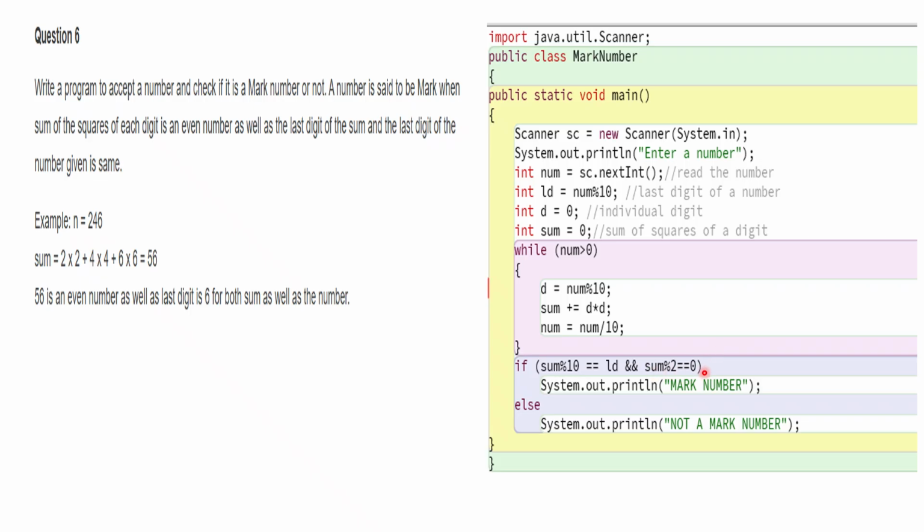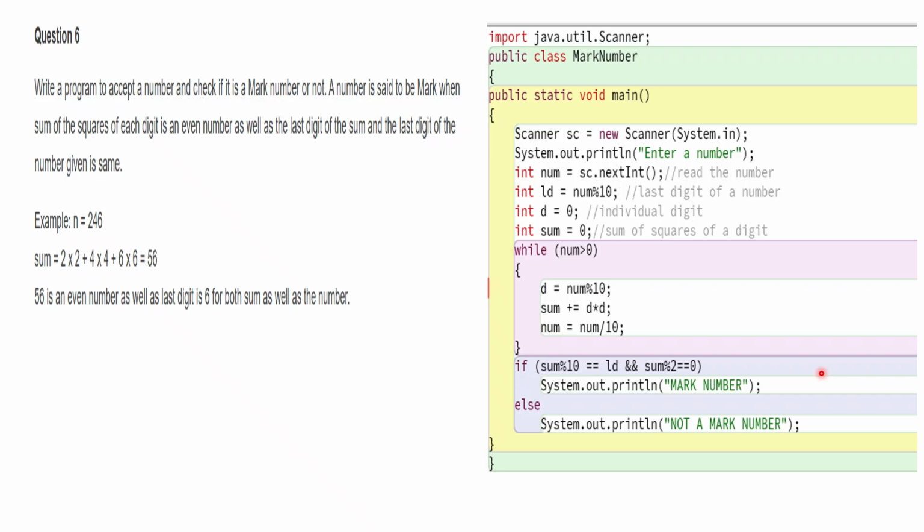So this is the first condition. Secondly, you think of the last digit of the sum of squares. Sum modulus 10 will give me the last digit. For example, if it is 56, my last digit is 6. If I divide by 10, my remainder is 6. So this sum modulus 10 should be equal to the original number's last digit, LD, and the sum modulus 2 equal to 0. Then we will say it is a mark number.